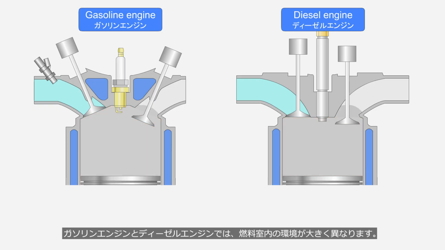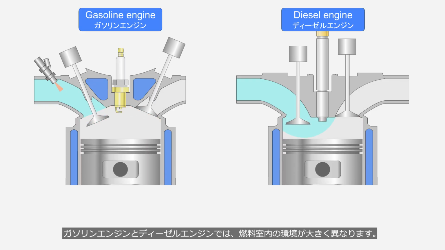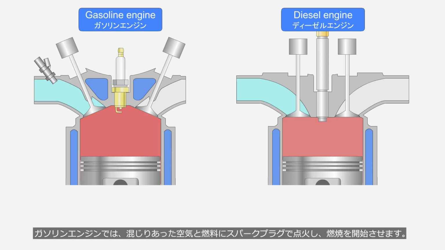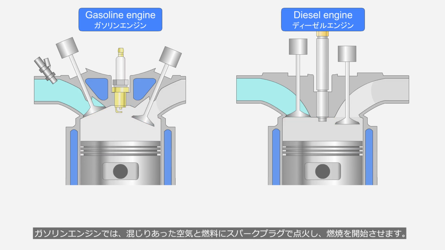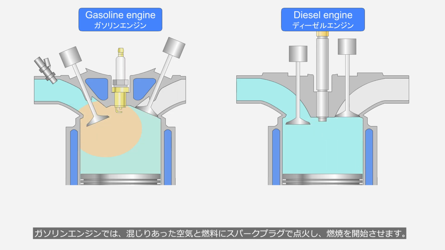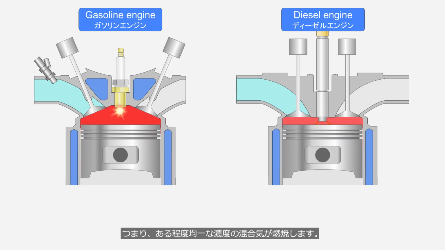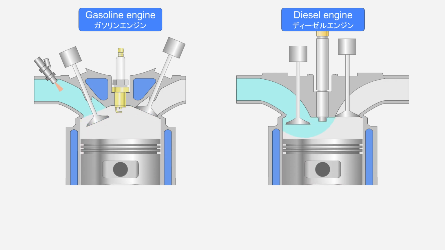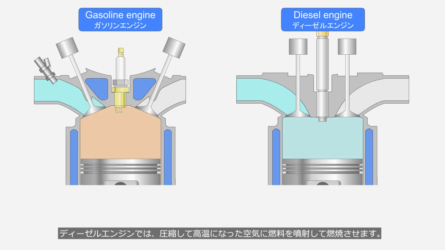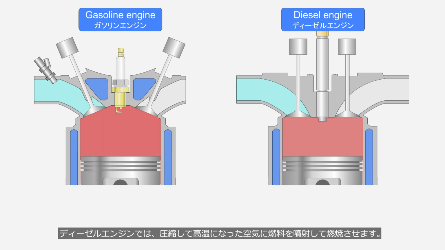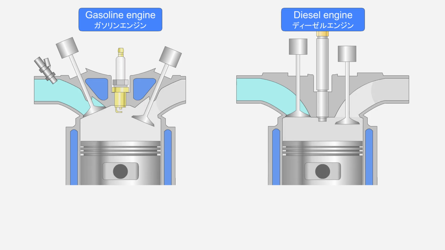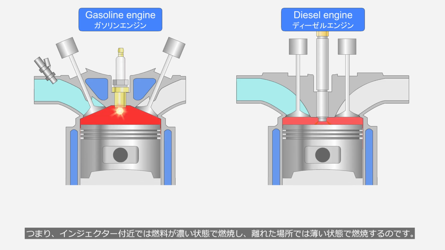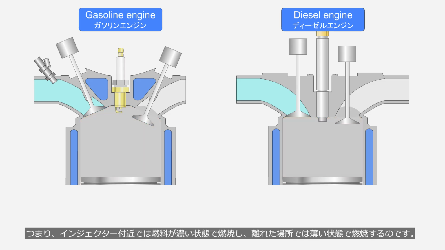The environment inside the combustion chambers of gasoline engines and diesel engines differs significantly. In gasoline engines, a spark plug ignites the mixture of air and fuel to initiate combustion. In other words, a mixture with a relatively uniform concentration is combusted. In diesel engines, fuel is injected into highly compressed heated air to initiate combustion. In other words, a rich mixture combusts near the injector, while a lean mixture combusts farther away from it.